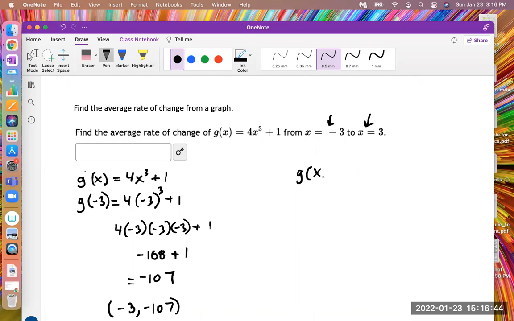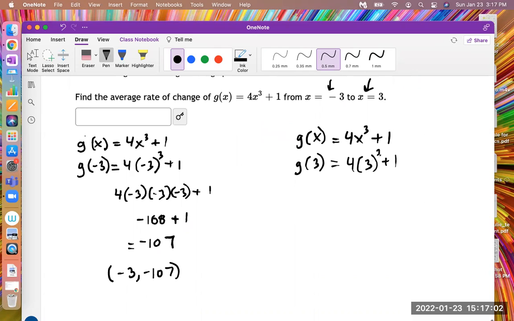So g of x equals 4x cubed plus 1. Plugging in 3. So this is going to be 27 because 3 times 3 times 3.